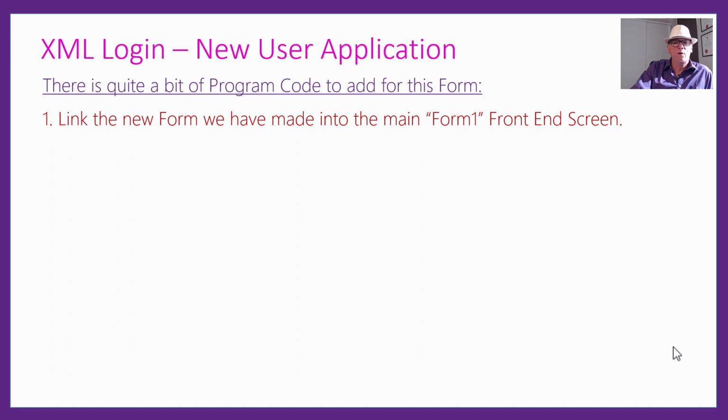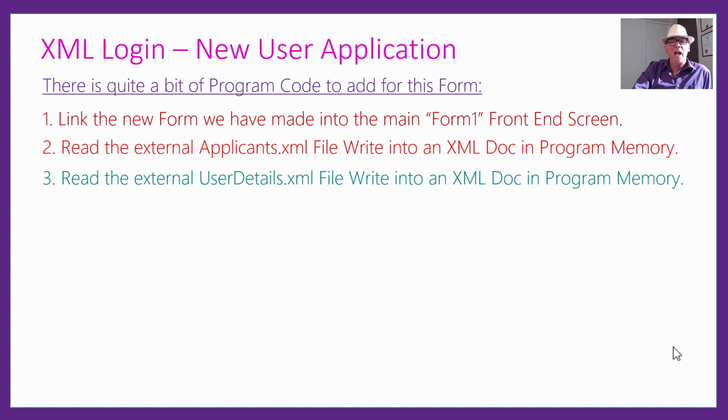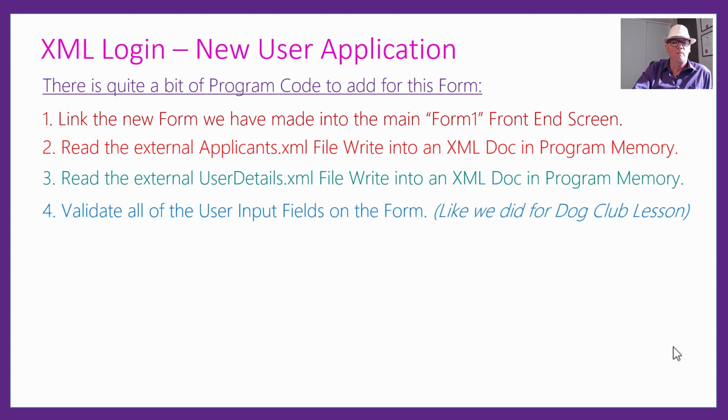Now there's quite a bit of program code to add for this form. So we need to link this new form back to that main front end form so that when they click on the new button, it'll go to this form. We need to read that external Applicants.xml file. Now we're going to write it into an XML doc in program memory to reference it, and the same thing with the user details: read it, put it in an XML doc in internal memory.